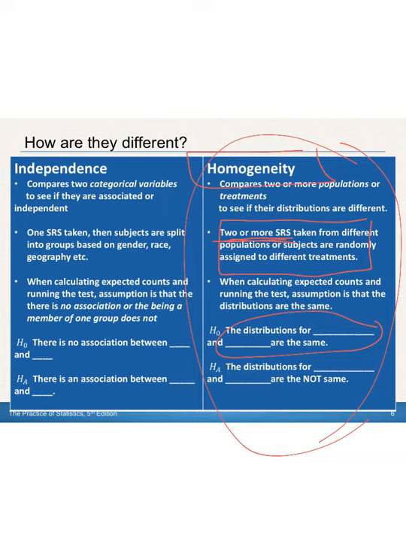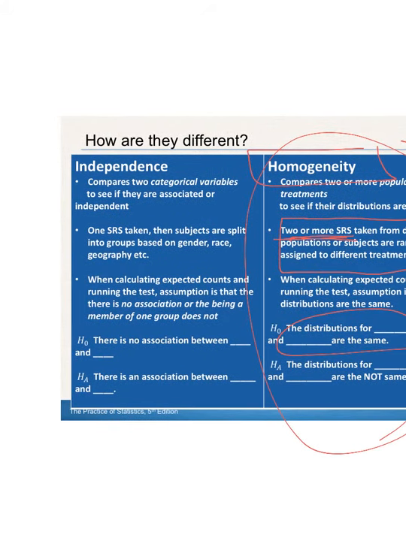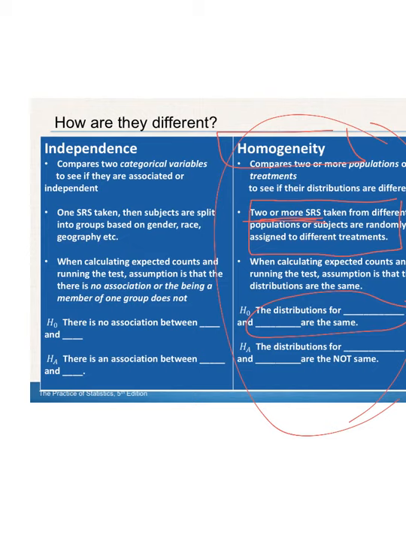However, the other test, which is independence, compares two categorical variables to see if they're associated or independent. The key thing for this is that one SRS is taken, and then the subjects are split into groups based on gender or race or geography or age. And when calculating the expected counts and running the test, the assumption is that there is no association, or being a member of one group does not tell you anything about the other variable.